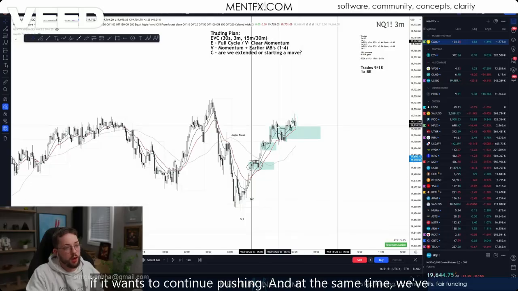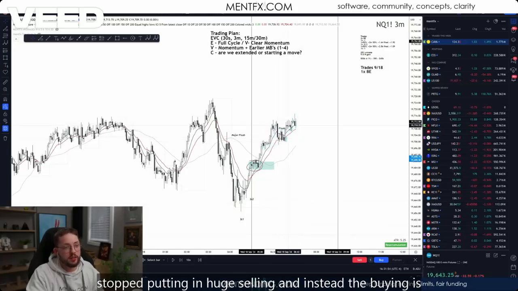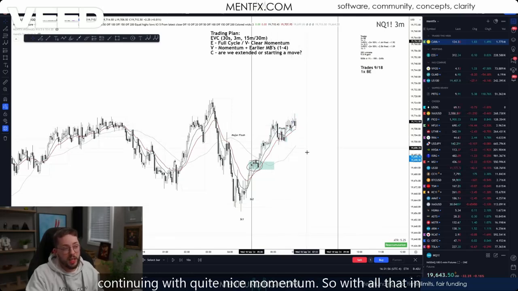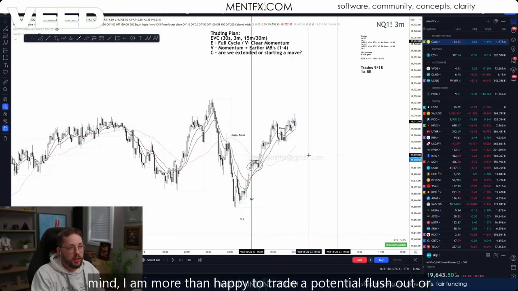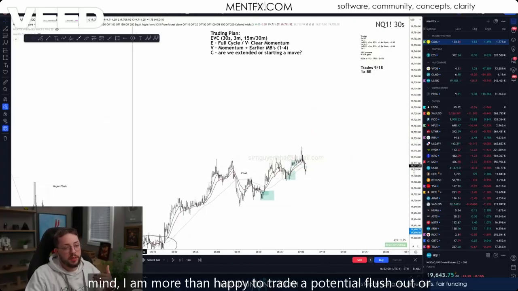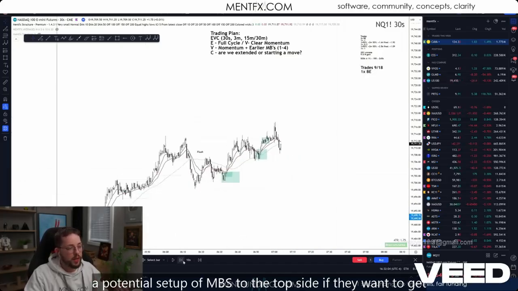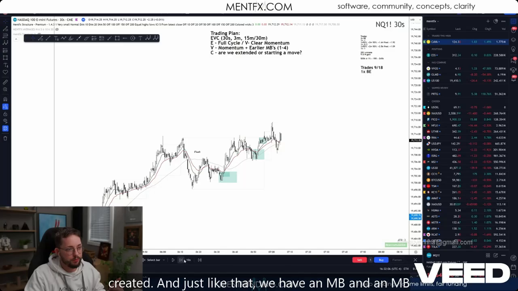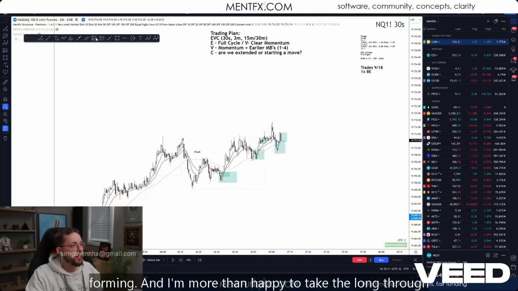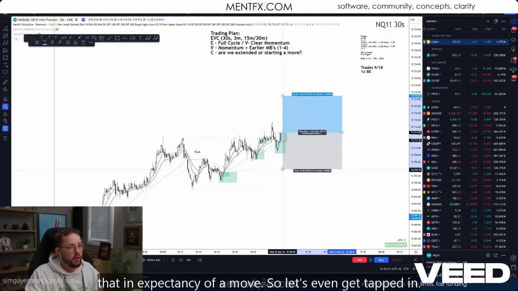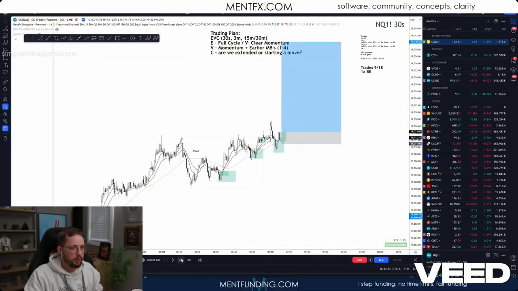And at the same time, we've stopped putting in huge selling, and instead the buying is continuing with quite nice momentum. So with all that in mind, I am more than happy to trade a potential flush out or a potential setup of MBs to the top side if they want to get created. And just like that, we have an MB and an MB forming, and I'm more than happy to take the long through that in expectancy of a move. So let's see if we can get tapped in.